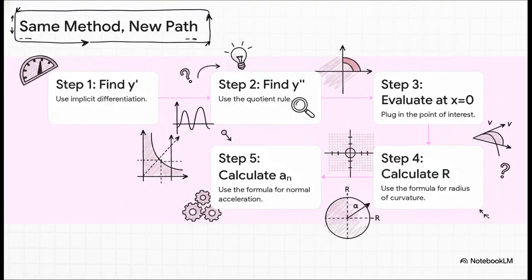Our strategy? It is exactly the same. Don't let the different equation fool you. We'll differentiate to get y prime, do it again to get y double prime. We'll evaluate both at x equals 0, pop them into the radius formula, and then use that result to get our acceleration. See, the physics hasn't changed one bit.